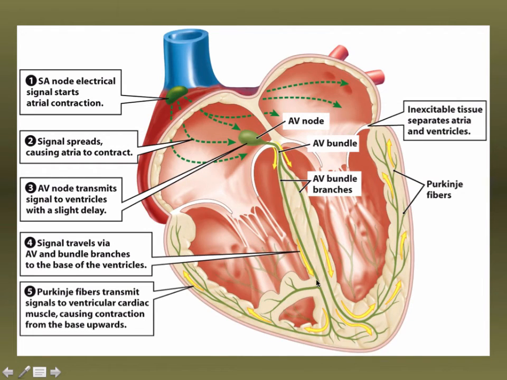So eventually the signal gets down here toward the base of the AV bundle over here in number 4. At that point, the signal can pass up around both the right and left ventricles respectively to what are called the Purkinje fibers. And once the signal gets up to these Purkinje fibers, that will then cause a contraction or a depolarization of the ventricular cells to cause them to contract a moment after the atria contracted.